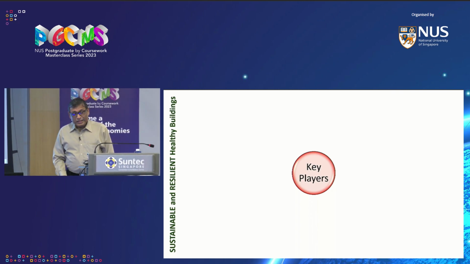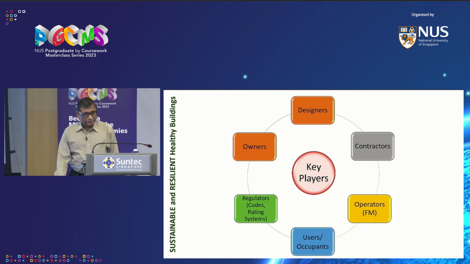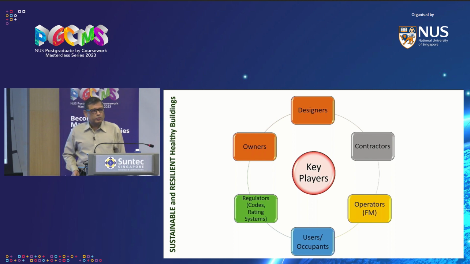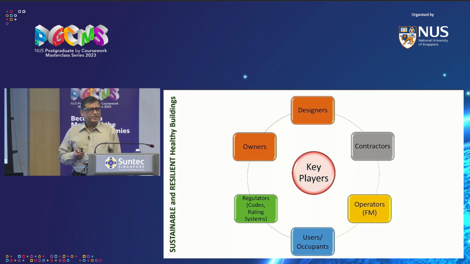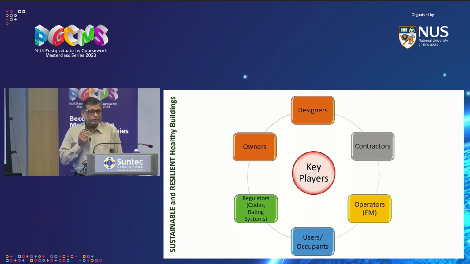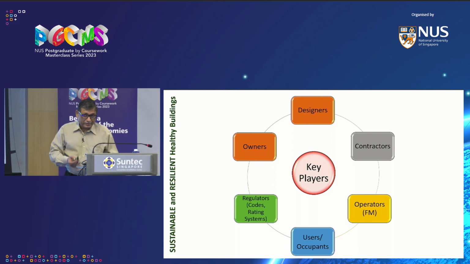So who are the key players in this domain? All of them. Let's just reflect on each one of these boxes. Just think about what role they play. Designers, these are the architects, the engineers. They know what it means to have a sustainable design and an energy efficient building. Then you have the owners. They own the building, and they are the ones who are going to fund the building as it is being designed and constructed.